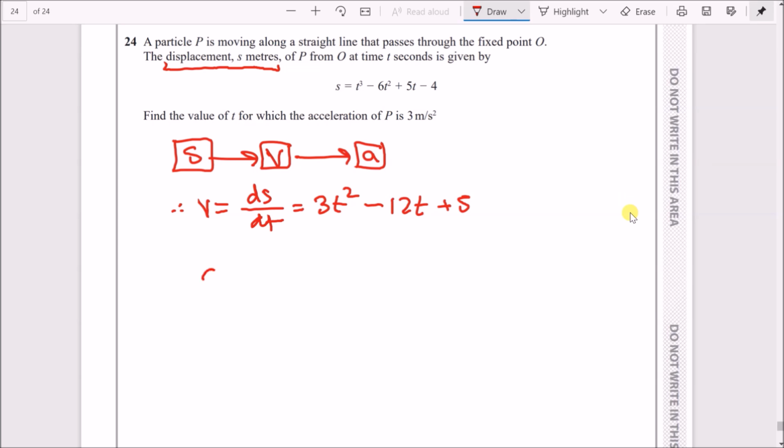Now, to get acceleration, guys, again, we differentiate this equation with respect to T. Doing the same thing, drop the power. 3 times 2 is 6, you got 6T. Because you just got a T left, it would just be minus 12.